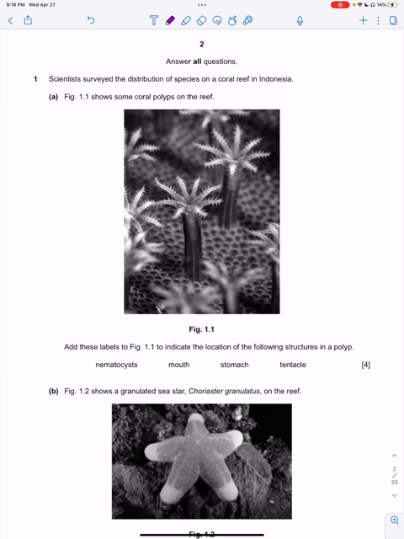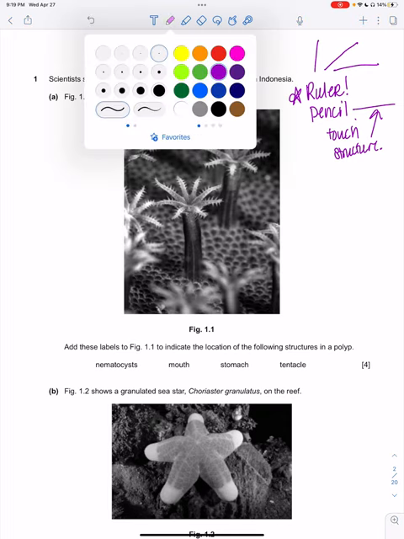So we've done this question in class. I did it with you. Key things with this ruler, you have to have it. Your label lines are done in pencil. The lines need to touch the structure. The label lines can be diagonal, horizontal, or go up and down. You cannot label the actual terms on the picture or on the organism. It needs to be outside or on the sides of it. And the labels themselves need to be written in ink.